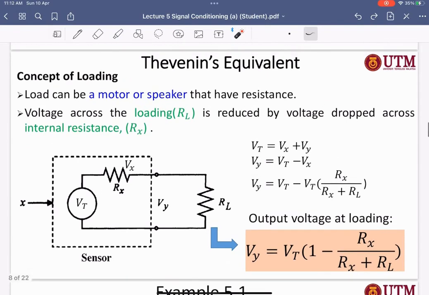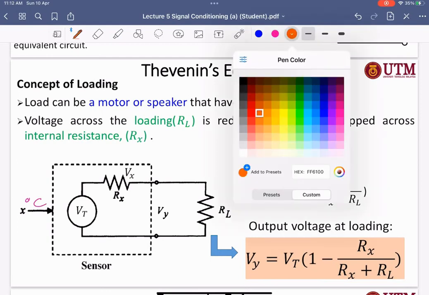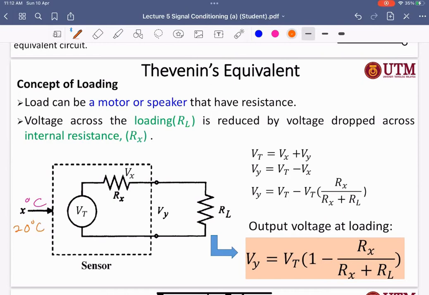By the way, when we have our sensor, actually our sensor will have an internal resistor. For example, our sensor detects the temperature, for example 20 degrees, and it will produce an output in millivolts. So for example, it will produce 2 millivolts.